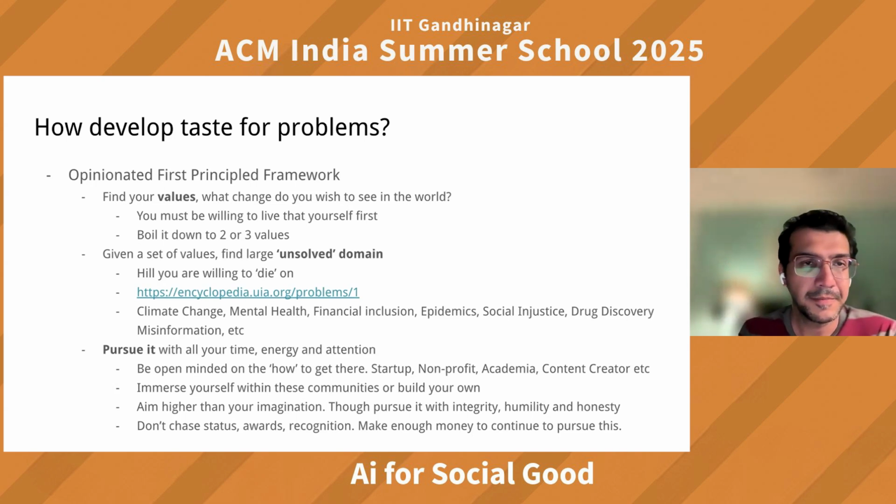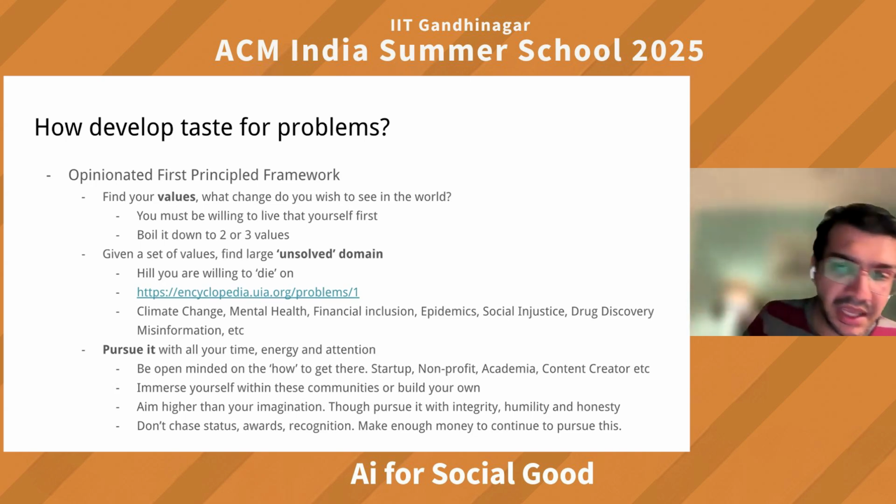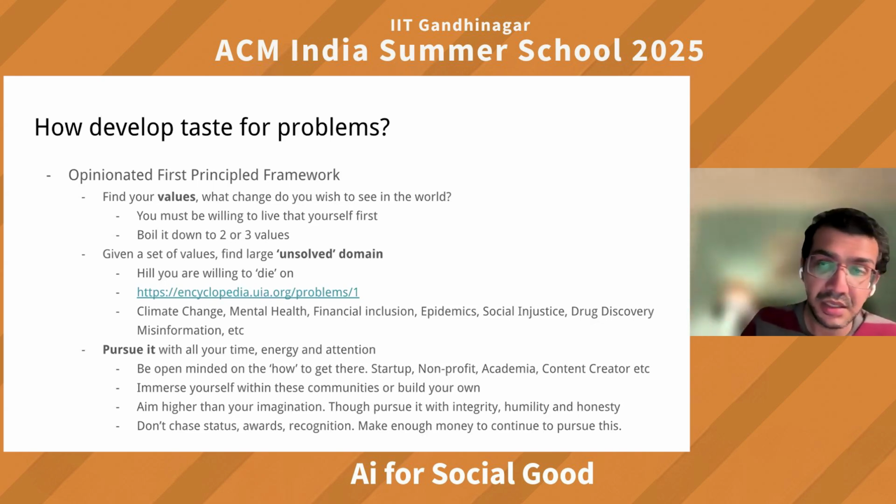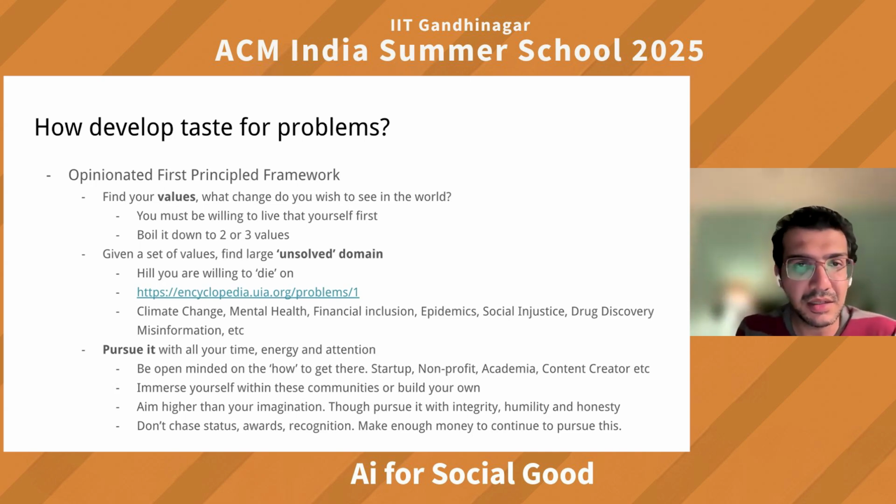You start with values. You have to start with what change do you wish to see in the world, right? Could be climate, mental health, financial inclusion. I heard about mental health from a question the other day. Could be pandemic, anything, doesn't matter. But you want to think about your values, right? And it should be very few, right? Can't be more, 2 or 3, too many already.